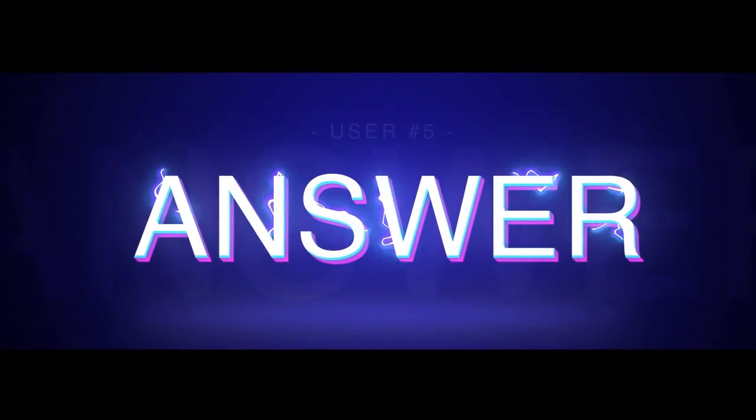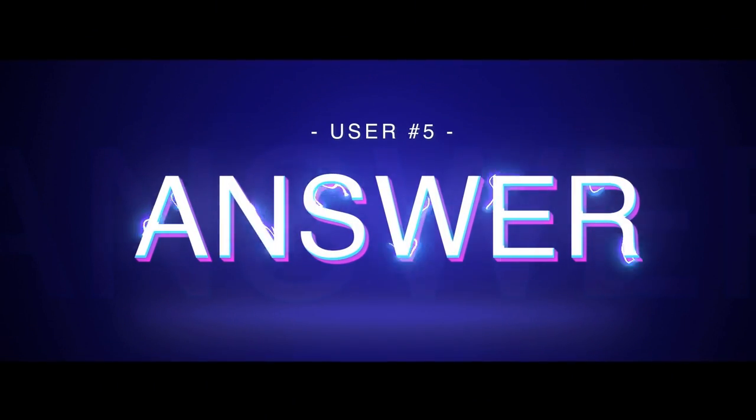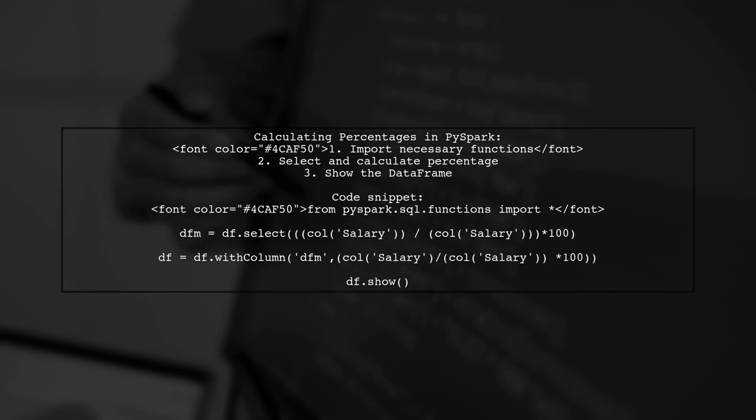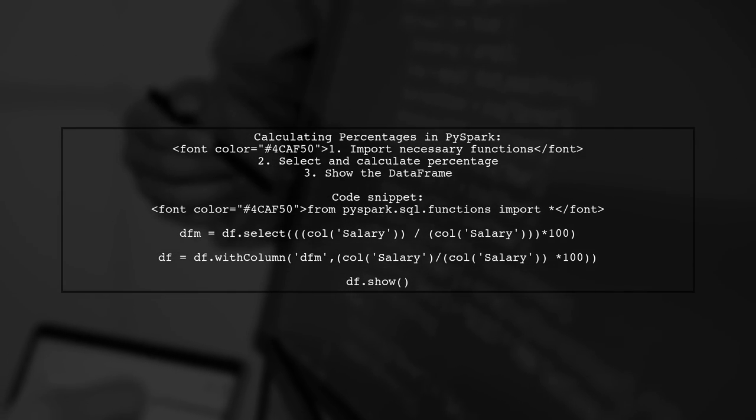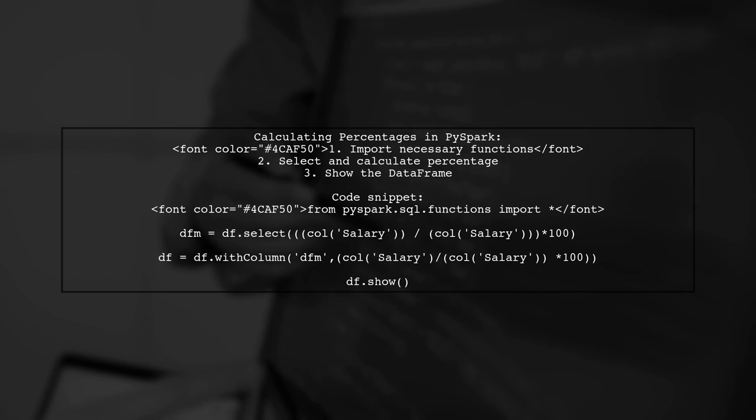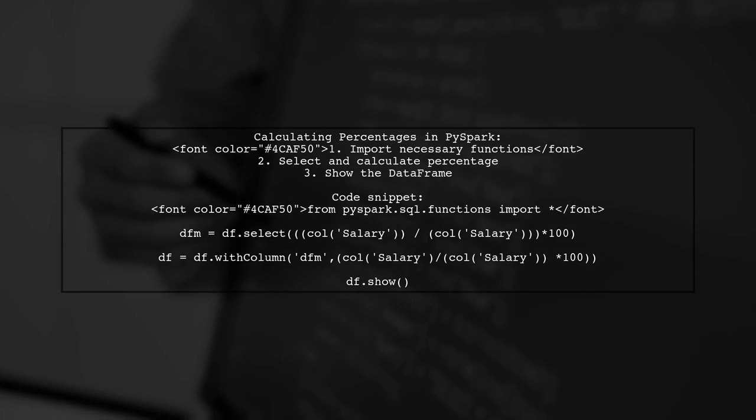Let's now look at another user-suggested answer. To calculate percentages in a PySpark data frame, you can divide two columns. Here's a simple example using the salary column to get 100%.